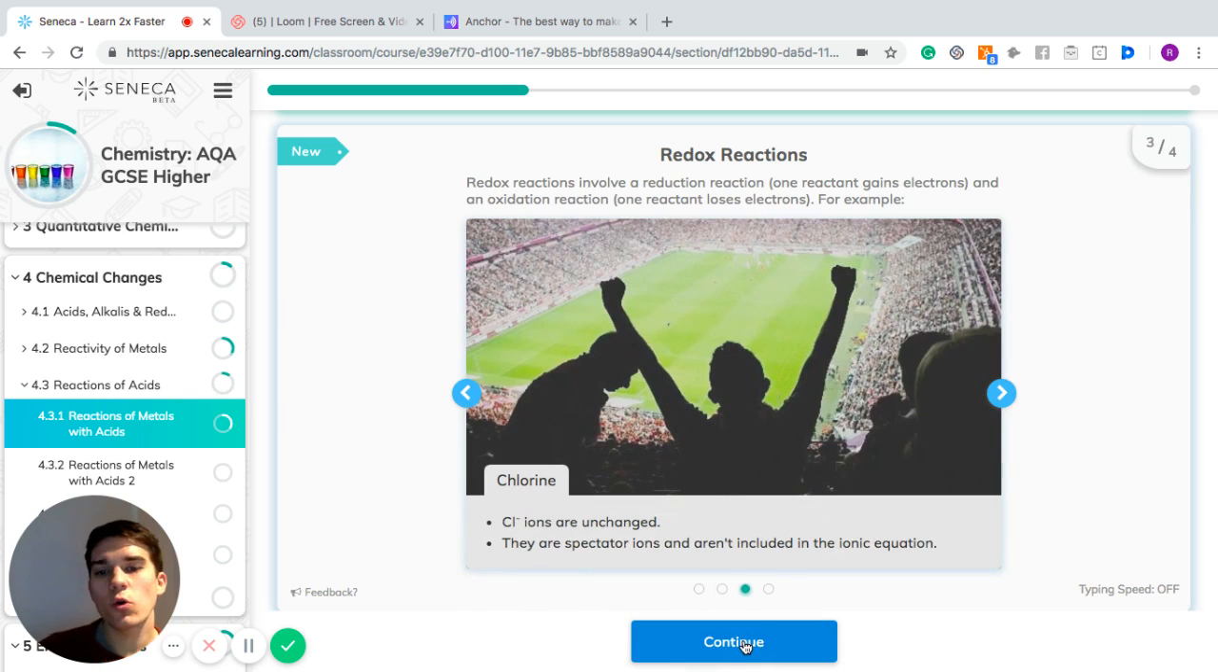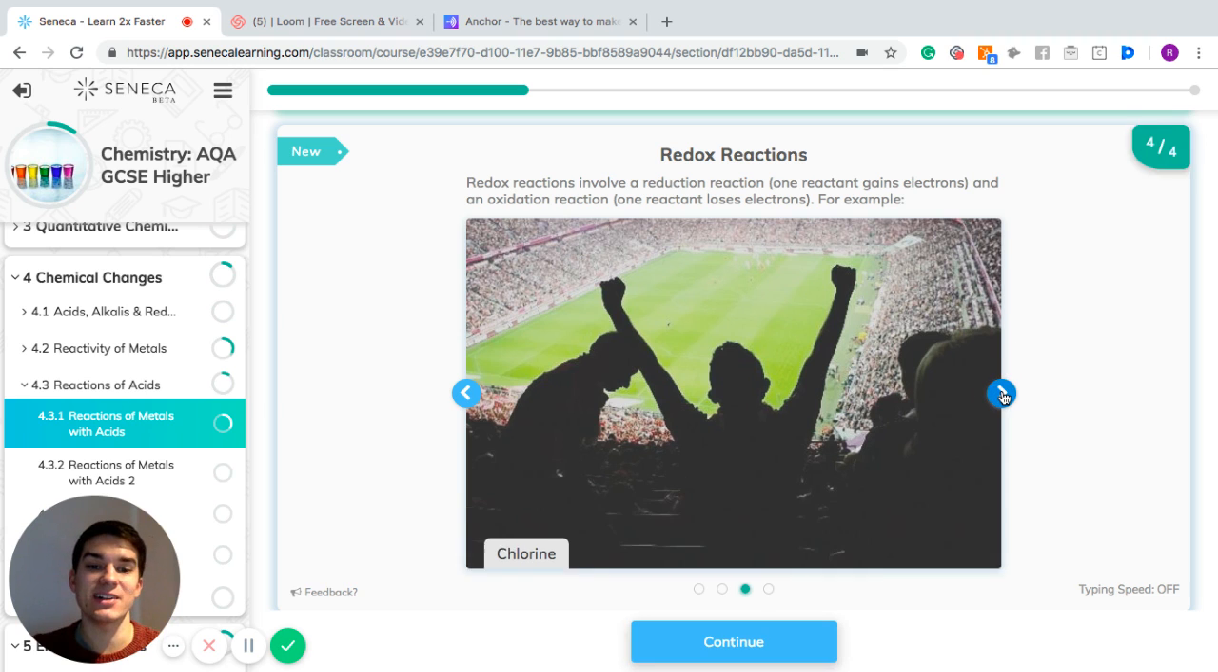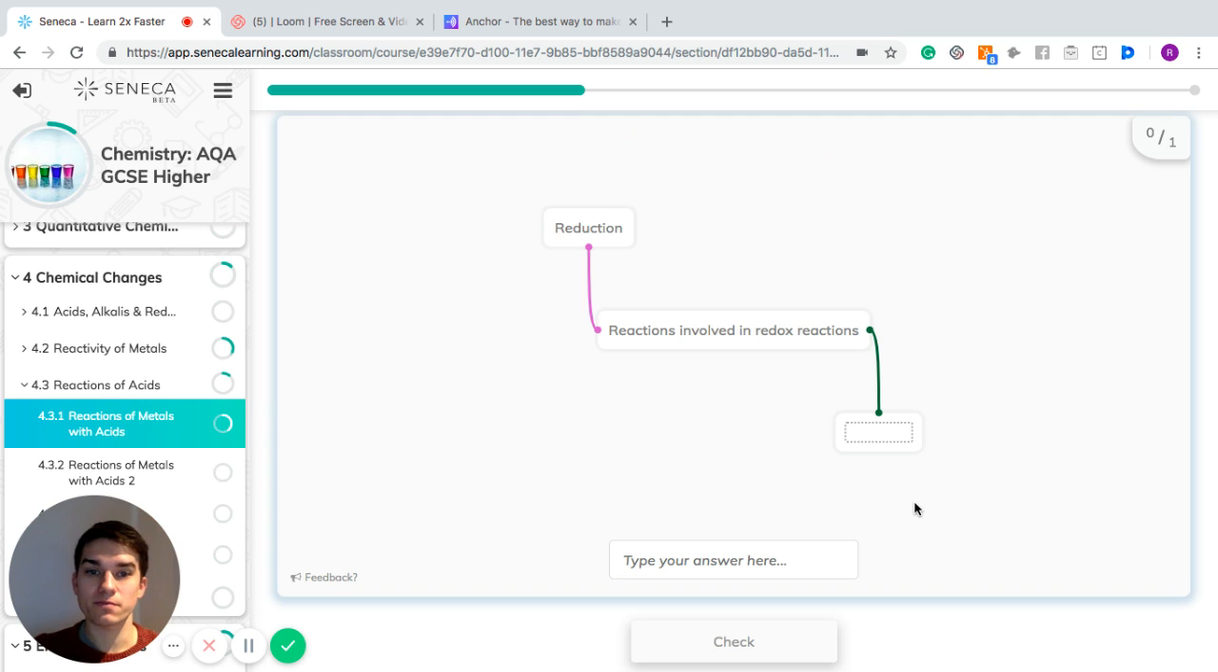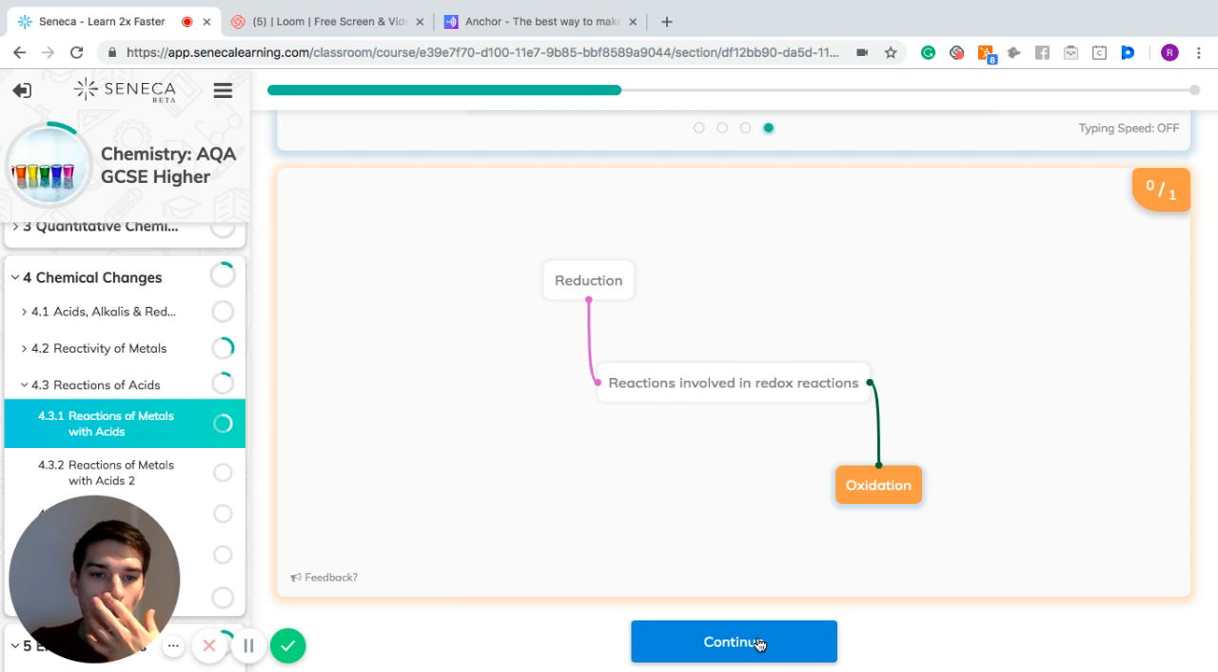Now, the chlorine ions in this reaction, Cl-, are completely unchanged, and we call them spectator ions. The reason is that they just spectate: they take part in the reaction, but they don't change themselves. So they just spectate as they go through, a bit like someone at a football match. So in redox reactions, one of them will be reduction, and remember the other one will be oxidation.